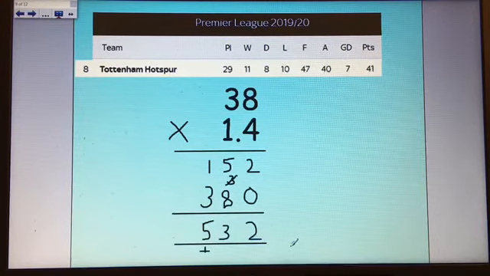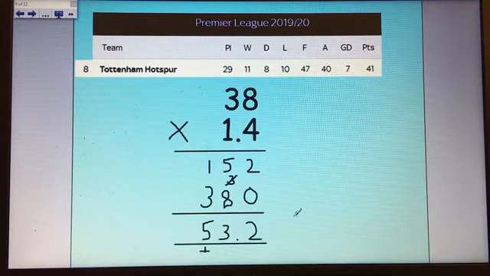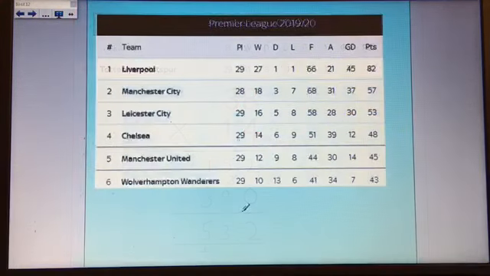But no, they wouldn't. I hope you've just spotted my mistake there, because I've forgotten to do my decimal point. Don't forget to do that. So you can see there's one number after the decimal point, so I count one number back. And I'm going to put my decimal point there. So if they carried on as they've been going, they would score 53.2 points by the end of the season.